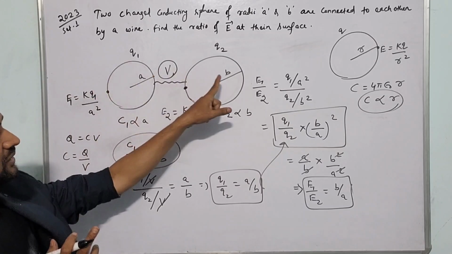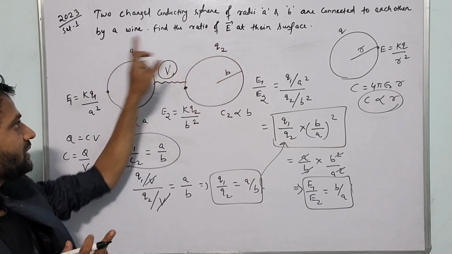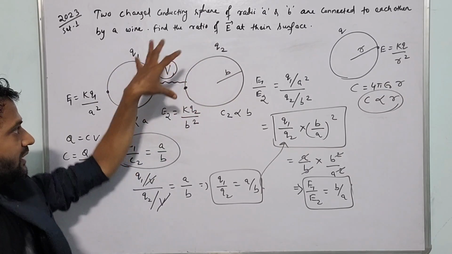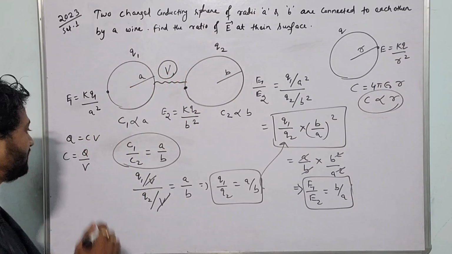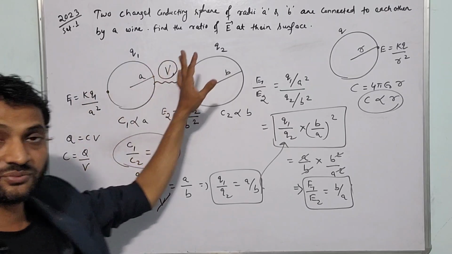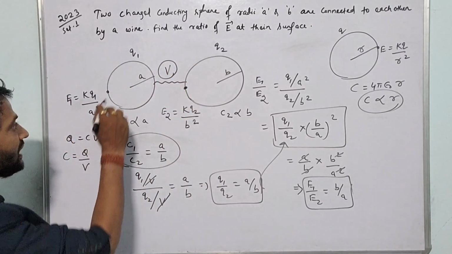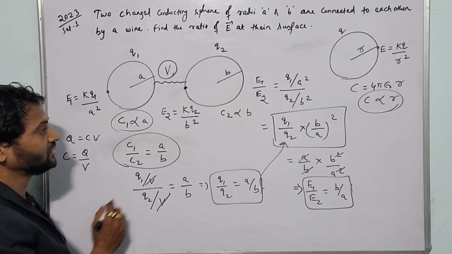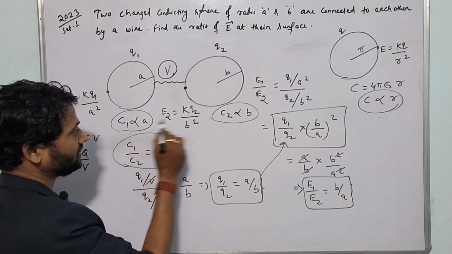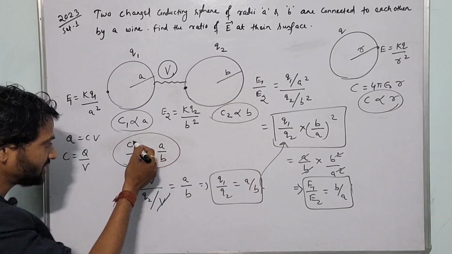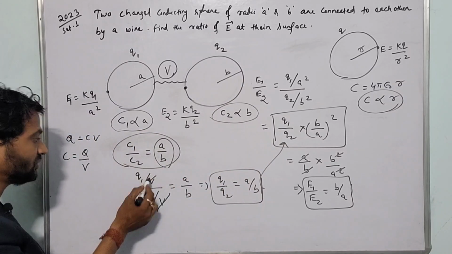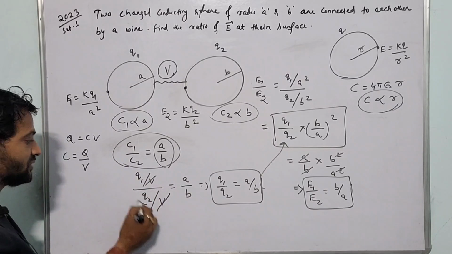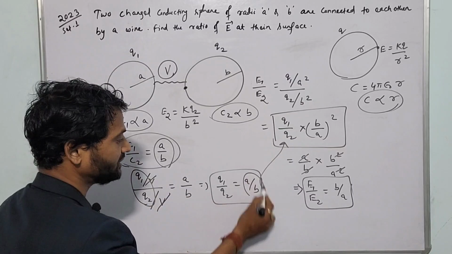There are two spheres of radius A and B, and charges Q1 and Q2 are given. If both are connected through a common wire, you will find a common potential. That common potential formula is C1 V1 plus C2 V2 by C1 plus C2. C1 is the capacitance of a spherical capacitor, which is directly proportional to radius. So C1 is proportional to A, C2 is proportional to B. If I take C1 by C2, it will be A by B. Again, you know C1 is Q1 by V, C2 is Q2 by V. V will cancel, so Q1 by Q2 will be equal to A by B.